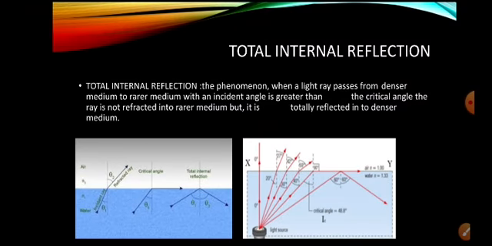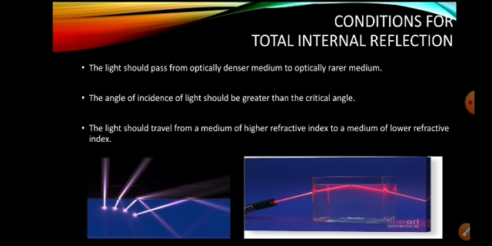The phenomenon when a light ray passes from a denser medium to a rarer medium with an incident angle greater than the critical angle, the ray is not refracted into the rarer medium but is totally reflected into the denser medium. This phenomenon is called total internal reflection. You can see here the red laser beam light passing through a crystal, entered into water and totally reflected back into the same medium.